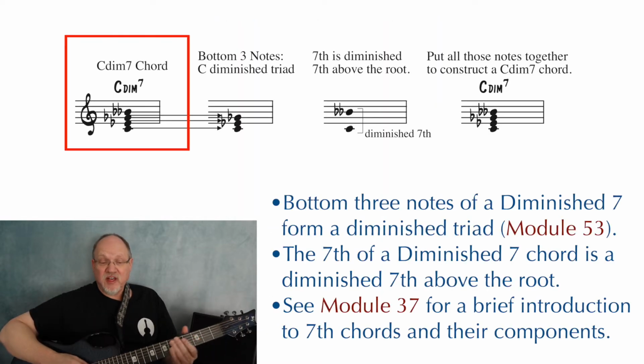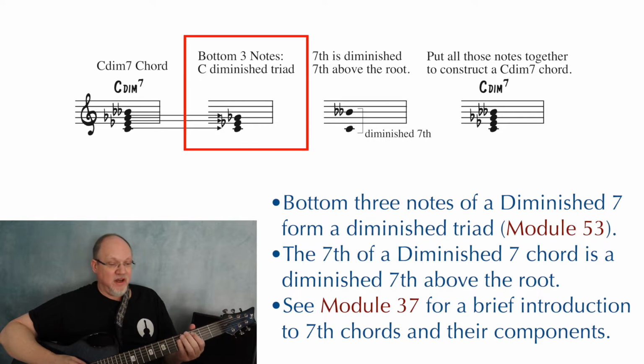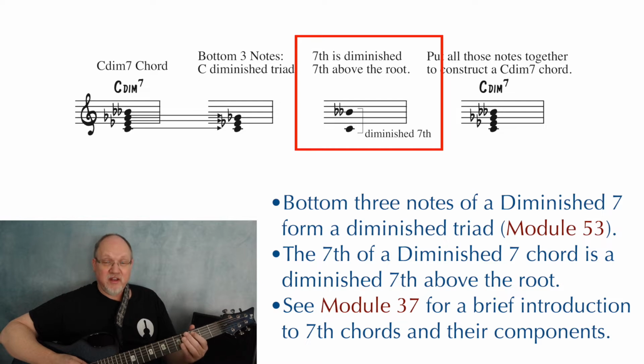Here's a C diminished 7 chord. The bottom 3 notes of this chord spell a C diminished triad. That'll be C, E flat, and G flat. Now the 7th is a diminished 7th above the root. So your root is C. A minor 7 above C would be B flat. A diminished 7 above C is going to be B double flat.